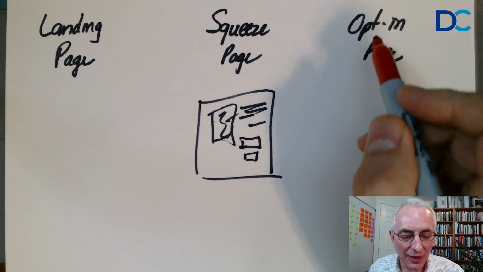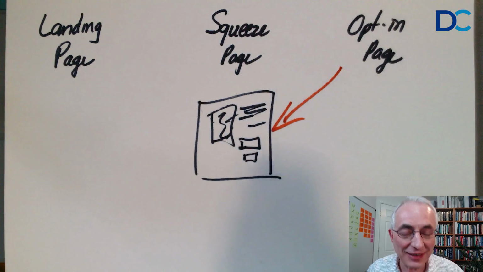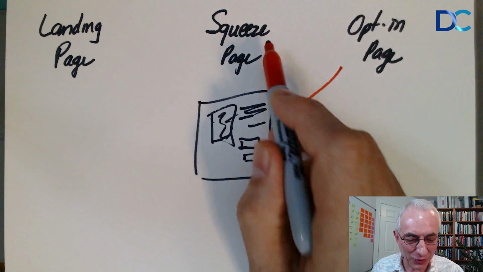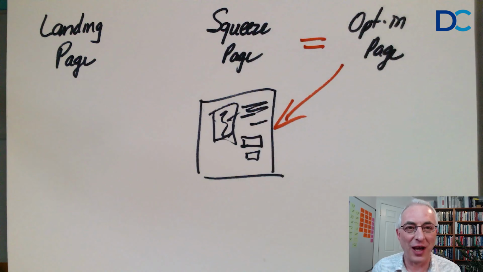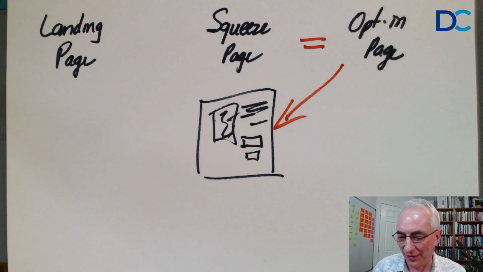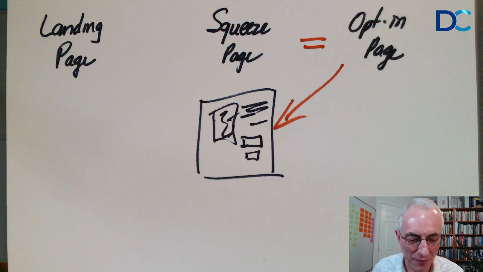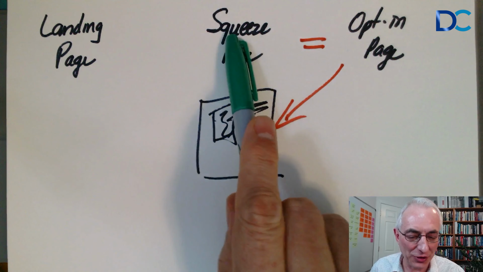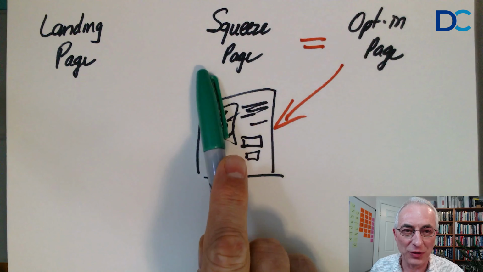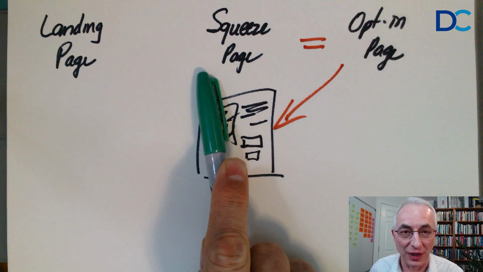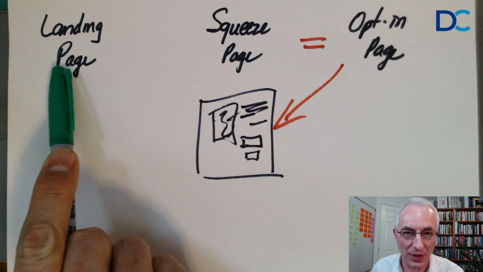Here's the thing. An opt-in page is the same thing. So a squeeze page equals an opt-in page. So if you ever hear those two page names and you wonder which one's which, they're both the same thing. All right, what's a landing page?